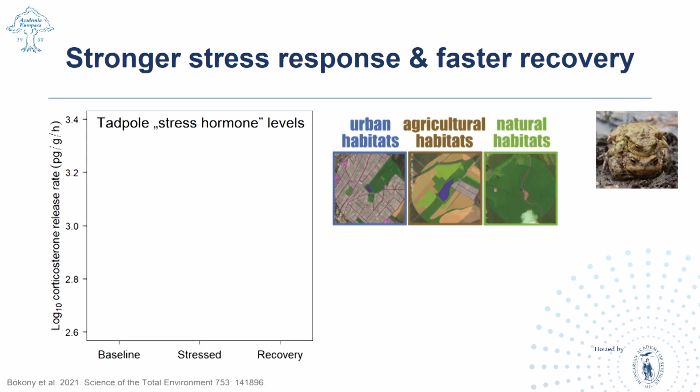So we measured these stress hormone levels in toad tadpoles in 3 different kinds of habitat: urban habitats, agricultural habitats, and ponds in natural habitats. And we took 3 samples from each individual: 1 baseline stress hormone level, 1 stressed level after applying a standardized acute stressor by shaking the animals, and then a recovery sample after 1 hour without any kind of disturbance.